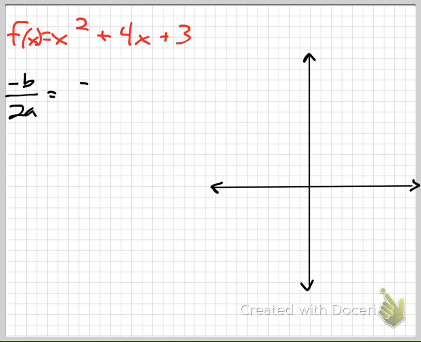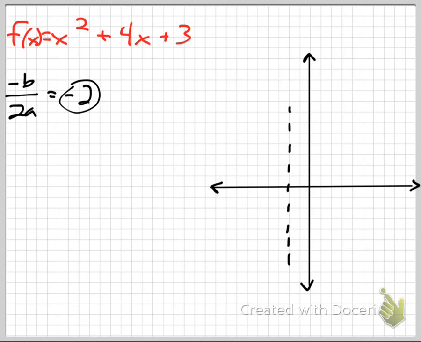Equals, so then we have minus 4 over 2 times 1, right? Negative 4, that equals negative 4 over 2, which equals negative 2. So I'm going to erase all this and just put down that the axis of symmetry is negative 2. Okay, so we know that's true. Here's our axis of symmetry, right? That's the thing that's being folded.